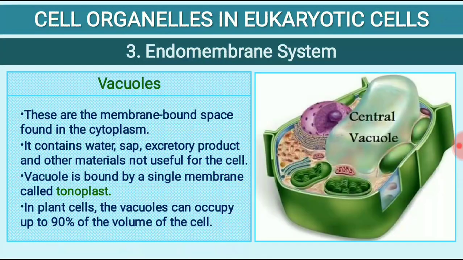8.5.3.4 Vacuoles. The vacuole is the membrane-bound space found in the cytoplasm. It contains water, sap, excretory product and other materials not useful for the cell. The vacuole is bound by a single membrane called tonoplast. In plant cells, the vacuoles can occupy up to 90% of the volume of the cell.